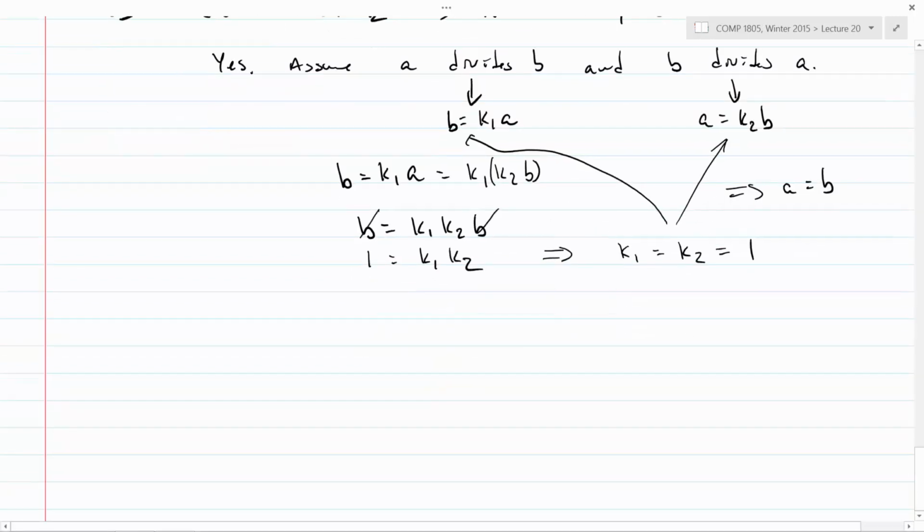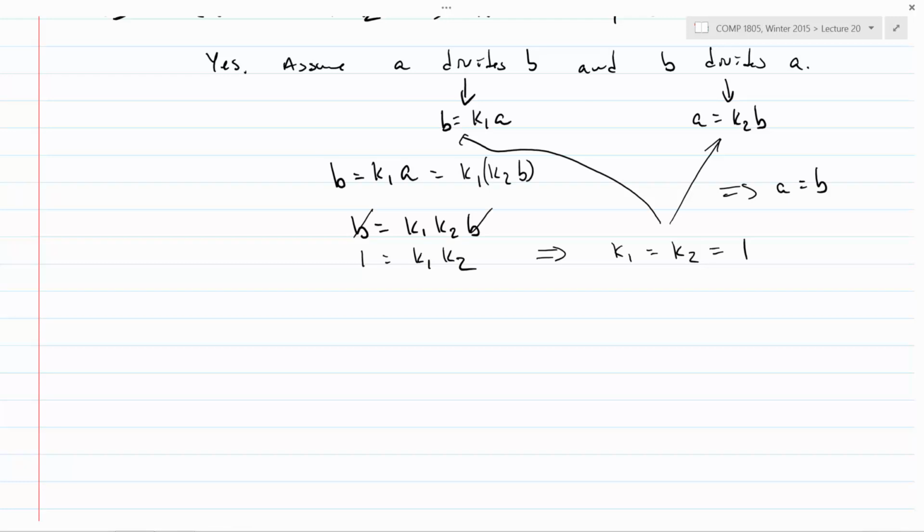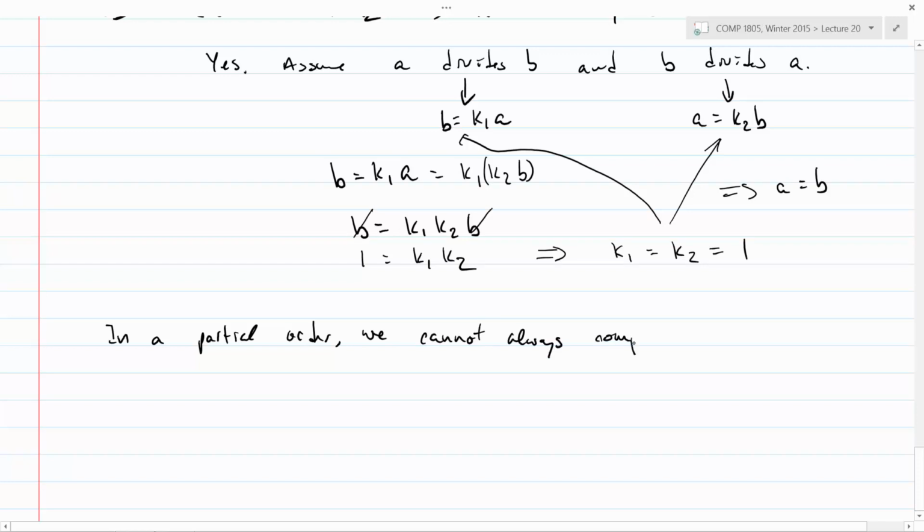All right, so this example, whether or not we believe it yet, shows that partial orders really are partial. That's an important part of it. You can't always compare two elements in the partial order. So I'll say exactly what I mean there. In a partial order, we cannot always compare two elements. Some partial orders you can, but not all of them.